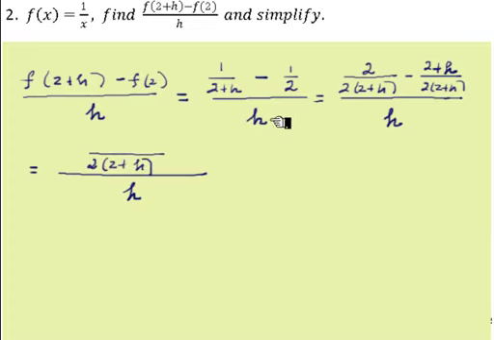Be careful with signs when we subtract. This subtraction symbol applies to the 2 and to the h. We're subtracting both. So it's as if we're multiplying through by the negative symbol, or think of it as multiplying through by minus 1. So that would be 2 minus 2 minus h. So in the numerator here, we're left with minus h.